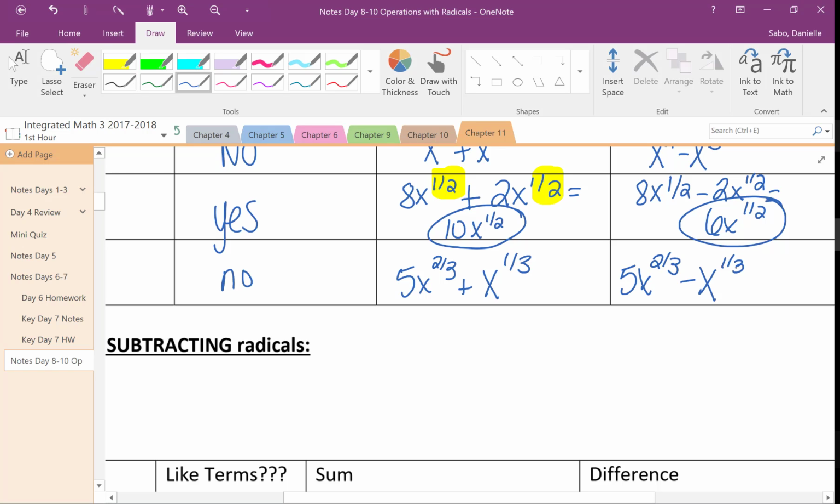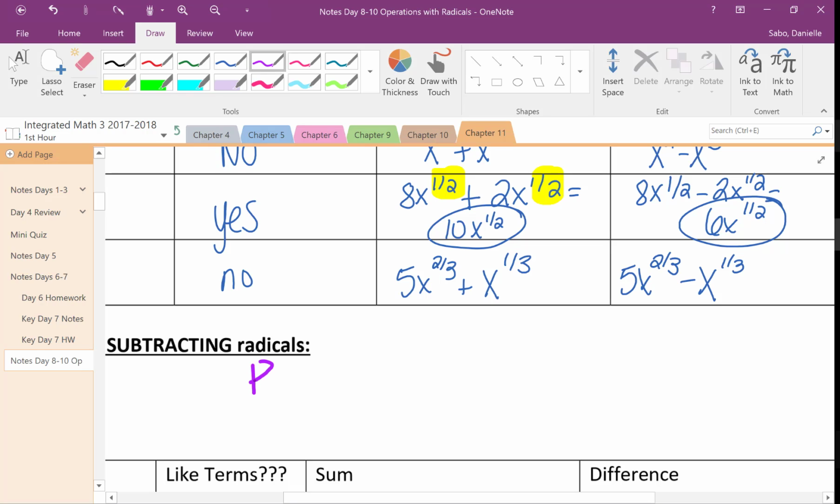And like I was saying before, there is a rule when you're doing these. The radicals have to be the same. Make sure that the index is the same when you're working with radicals. So like square root, the index is 2. Cube root, the index is 3. Fourth root, the index is 4. It has to be exactly the same. If it's not, then you can't combine them.